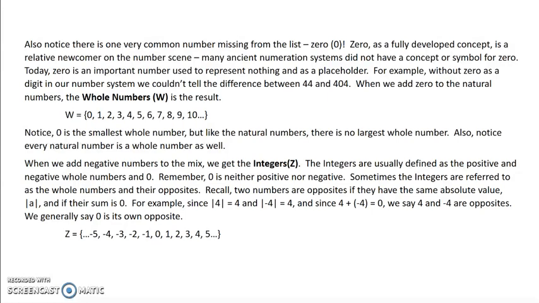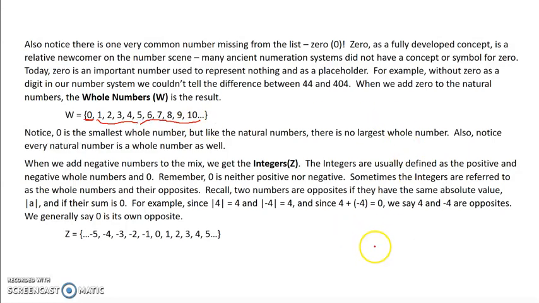So if I say I have 0 cupcakes, then I don't have any cupcakes. But it's also used as a placeholder. For example, we couldn't tell the difference in our number system between 44 and 404 if we didn't have 0. So when we add 0 to the natural numbers, we get the whole numbers. And the whole numbers are basically defined as the natural numbers and 0. So notice that every single whole number is also a natural number, right? So in this case, 0 is the new addition, but all of these numbers are also natural numbers, okay?